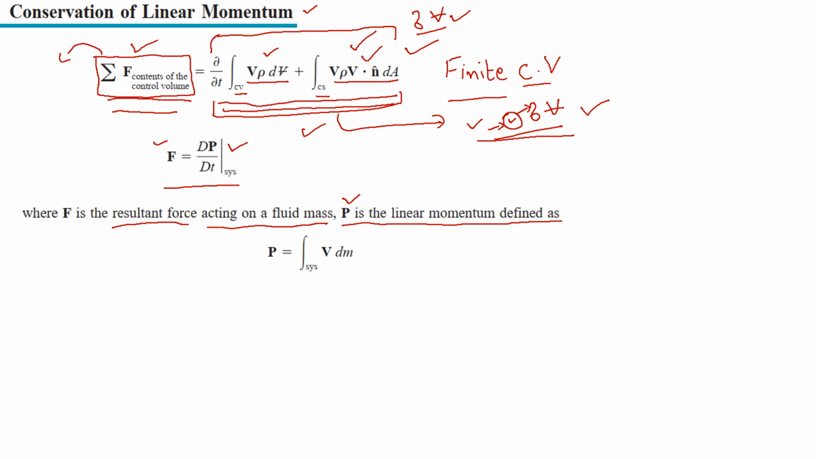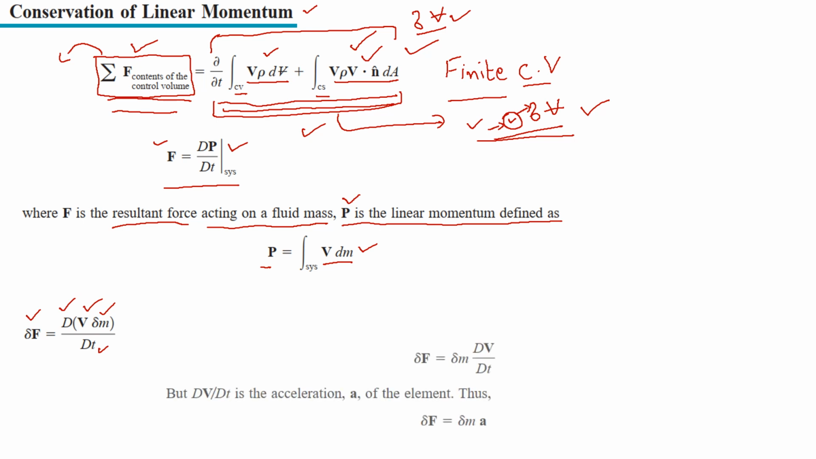So if P is the linear momentum, defined as P equals the integral of V dm, that is the change in momentum for a differential amount of mass, and we can also write that equation in this form. So delta F is equal to d by dt, our material derivative applied on mv, that is our differential amount of mass having velocity v. So from this equation we can derive our equation of motion for a single fluid particle like this.